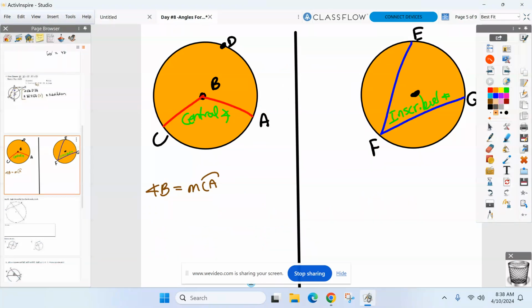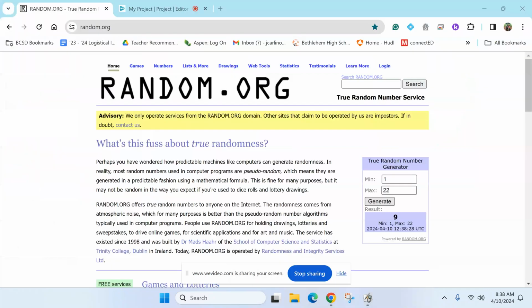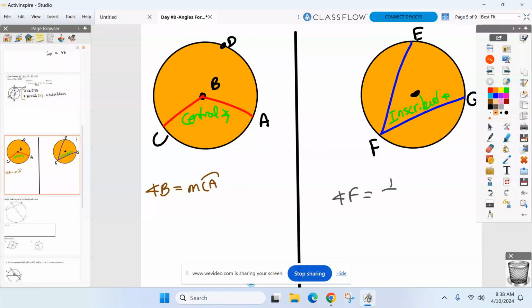And how do I find it? We should know the rule by now, how to find an inscribed angle. What do I do to find angle F or any inscribed angle? Going back to Henry. It's half its arc. Yep, so half of the measure of arc EG. Okay, so those are the two you're familiar with.